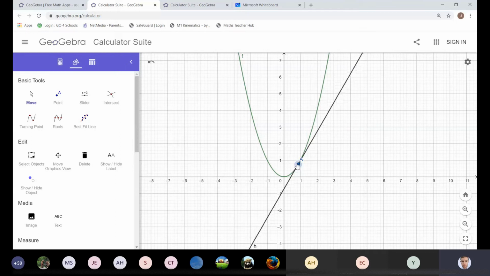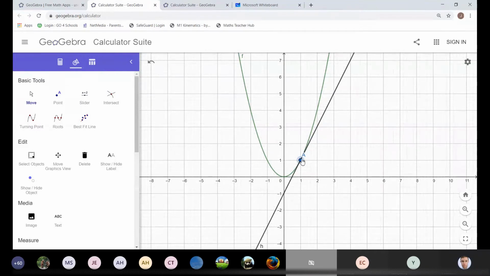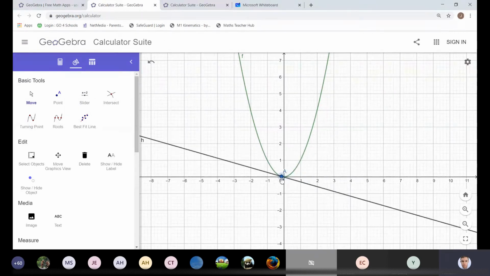And what about when x is positive? What can you tell me about the gradient over here when x is positive? Someone else? Positive. It is positive, yes. And down here, when x is 0, of course, we've got a gradient of 0.